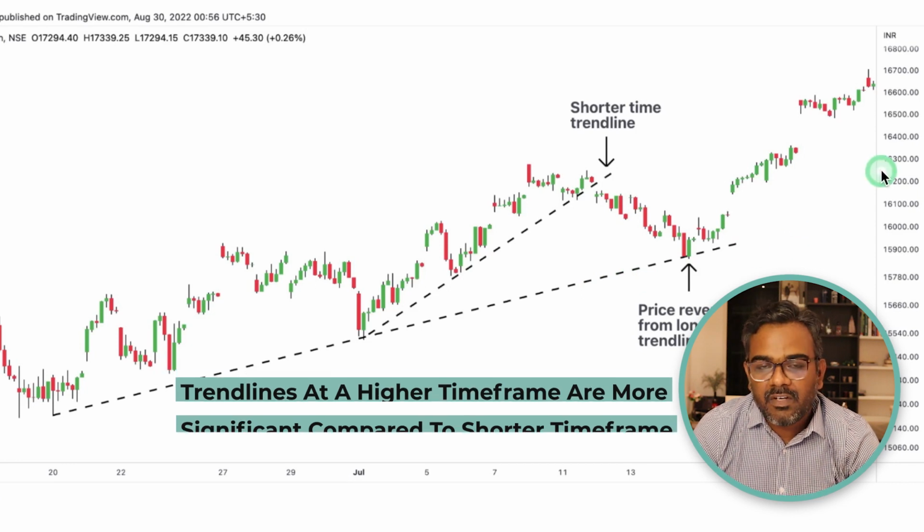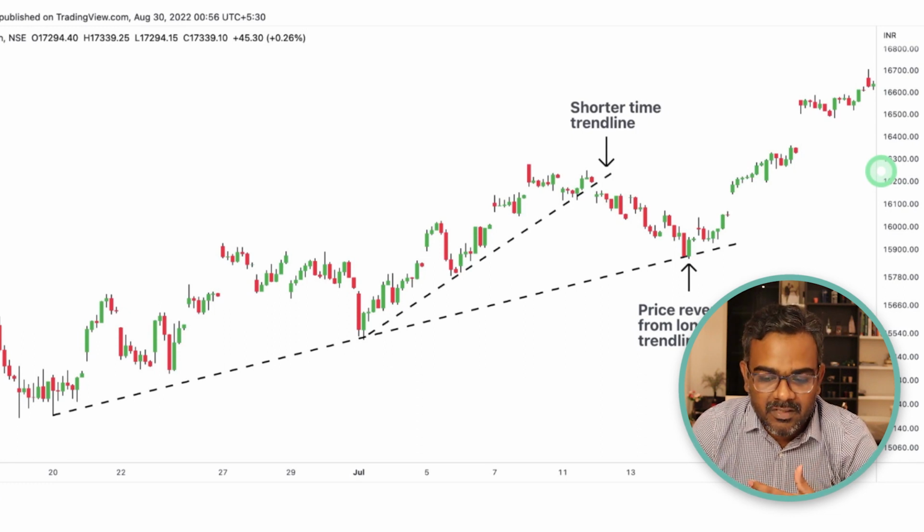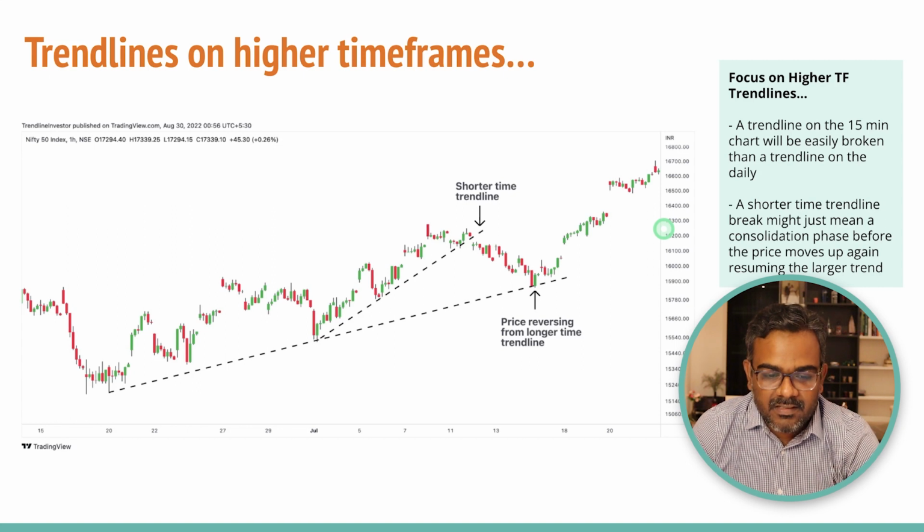So if you see a trend line on 15-minute charts, next time do realize that the trend line will eventually break, but look out for trend lines on 30 minutes or 1 hour time frame or daily time frame that will eventually hold, and the probability of you getting a winning trade is higher on those trend lines on the higher time frames. So that's the next rule that I want to discuss.